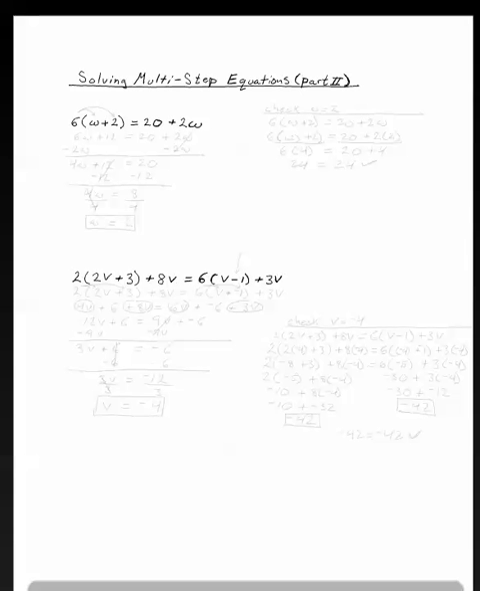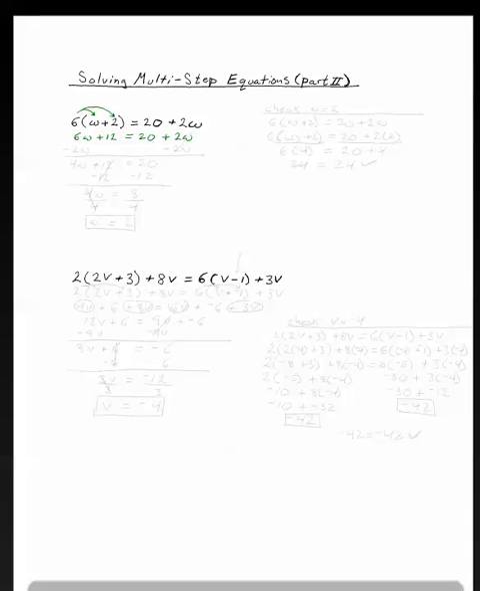So in equation 1, we know that the first step to solving an equation is to change any subtraction to addition of the opposite sign. In this particular equation, we don't have any subtraction, so we're done with that step. The next step is to distribute. And we do have some distribution. So we want to distribute this 6 to the w and to the 2. So 6 times w is 6w plus 6 times 2 is 12 equals 20 plus 2w.